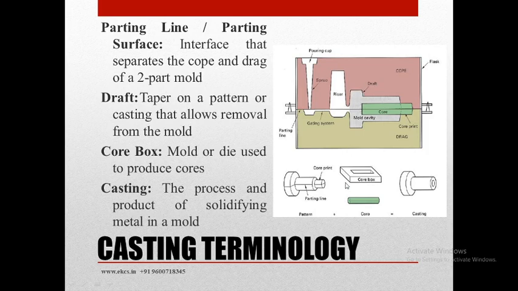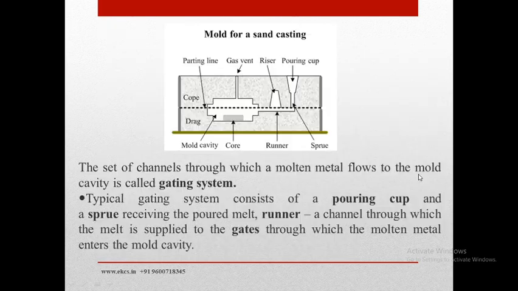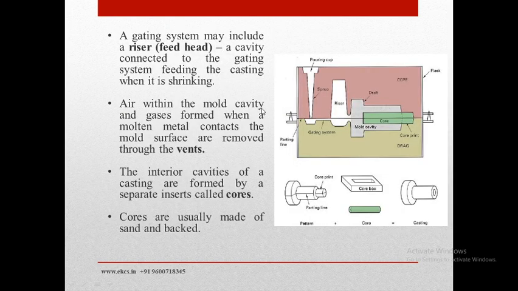Core box: we can see the core box is a mold or die used to produce cores. This shape can be produced using a core box. Then the casting is the final component that we have. Then we can see the gating system. The gating system will have a pouring cup, then a sprue, then a runner. Then this part is called the gate, where the molten metal enters the mold cavity. This is a riser. A riser is a cavity connected to the gating system for feeding the casting when it is shrinking.